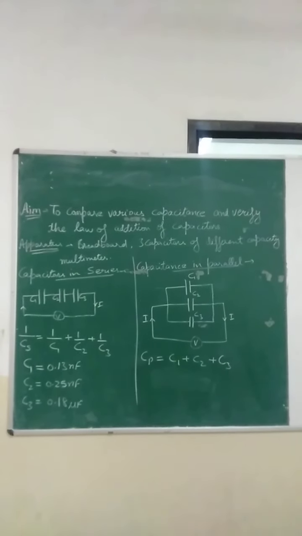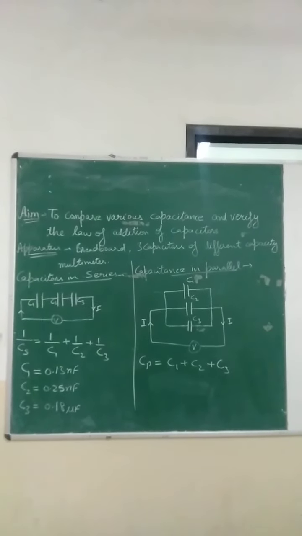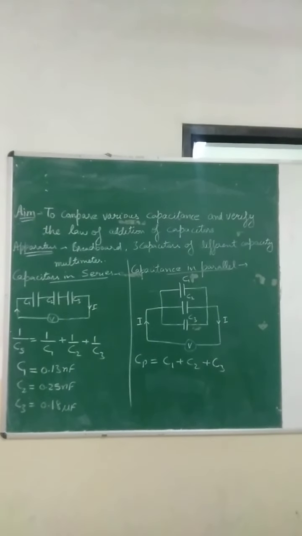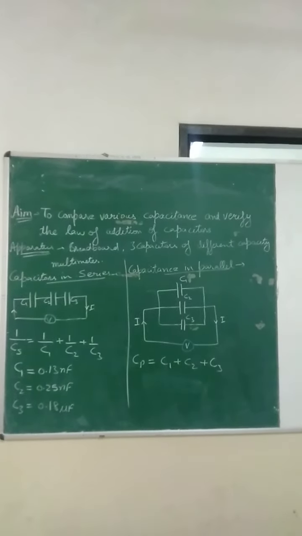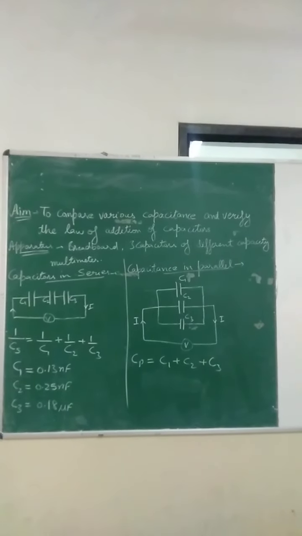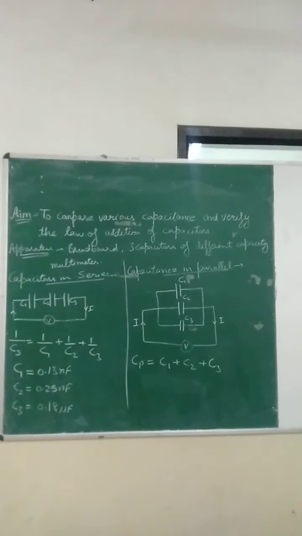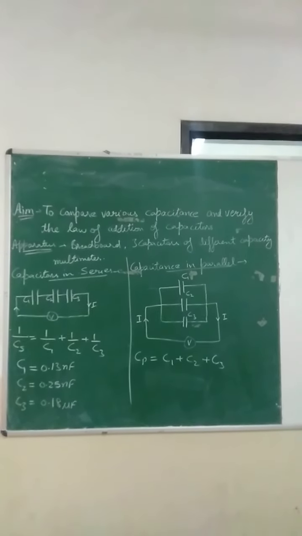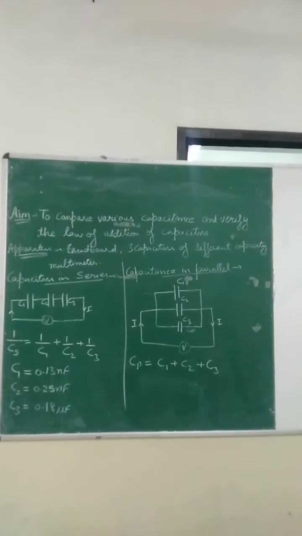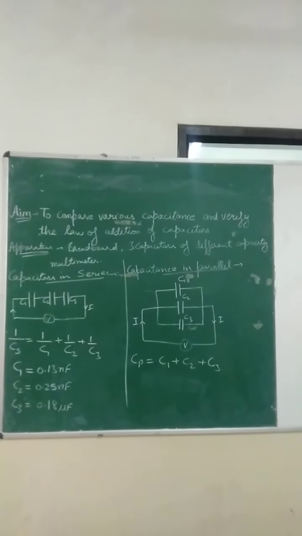I can calculate CS and CP, meaning capacitance in series order and capacitance in parallel order. So for series I am having 1 upon C1 plus 1 upon C2 plus 1 upon C3. Similarly for CP, meaning capacitance in parallel, I am having C1 plus C2 plus C3. So by addition of these capacitances I can easily calculate the capacitance for parallel mode and for series mode.